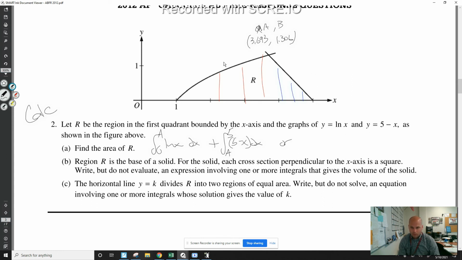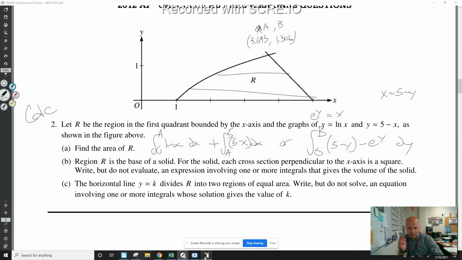Or go horizontal. The horizontal will help you later in this question. Right minus the left, dy. We're going from 0 to b, a bottom to a top, of the x right minus x left. The x right, x equals 5 minus y. The x left, x equals e to the y. Either way you do it, you're going to get the same answer.